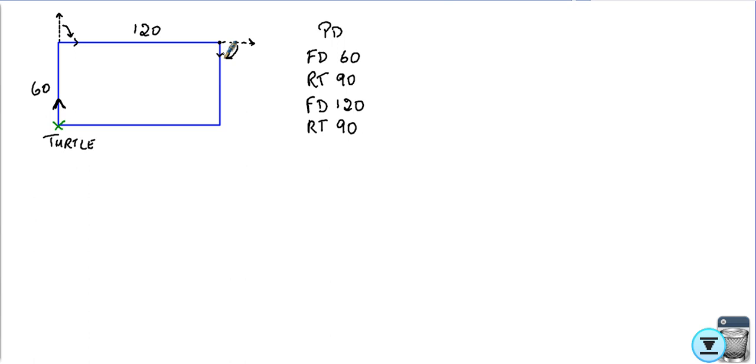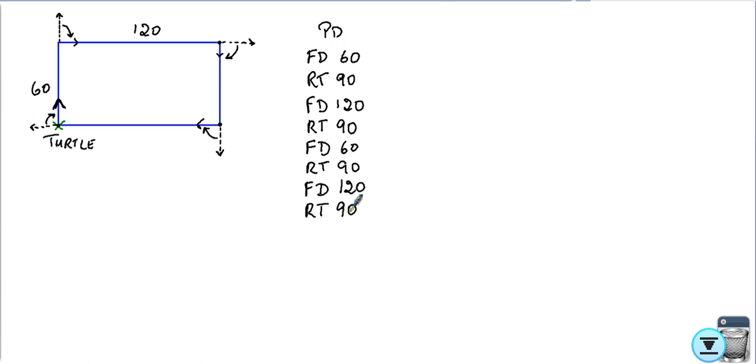Now the turtle needs to move again forward 60 steps, forward 60, the turtle arrived here, it needs to turn again by 90 degrees, now it's facing the right direction. So I tell it to go forward 120. It arrives back to its original position. I want it to face the original direction again, so I tell it right 90. Now, that should draw me the rectangle.